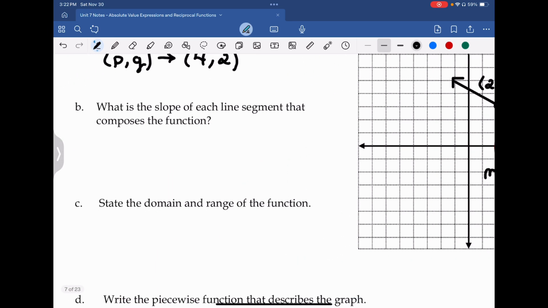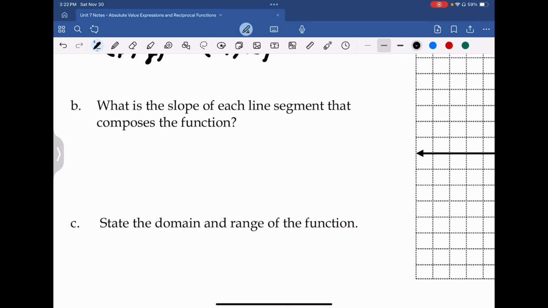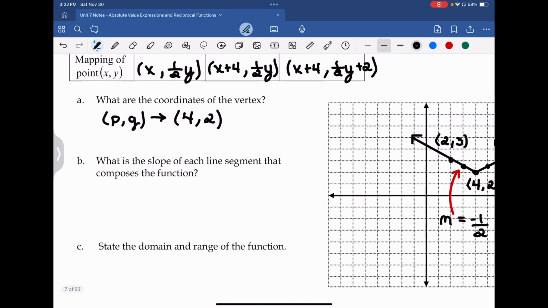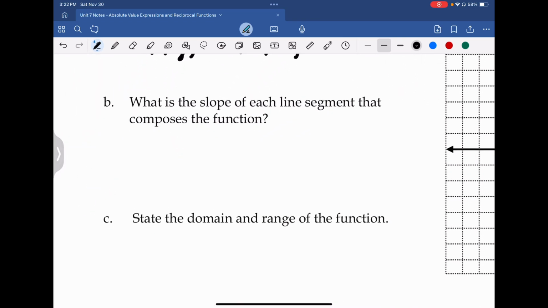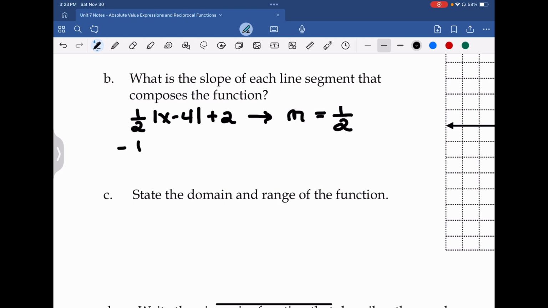And so now for the slope of each line, we're going to describe it in terms of the piecewise function of this here. If I take the 1/2, and then this was x minus 4, and then plus 2, the slope of this line is equal to 1/2. If I take the negative version of the absolute value function, this gives me a slope of negative 1/2.